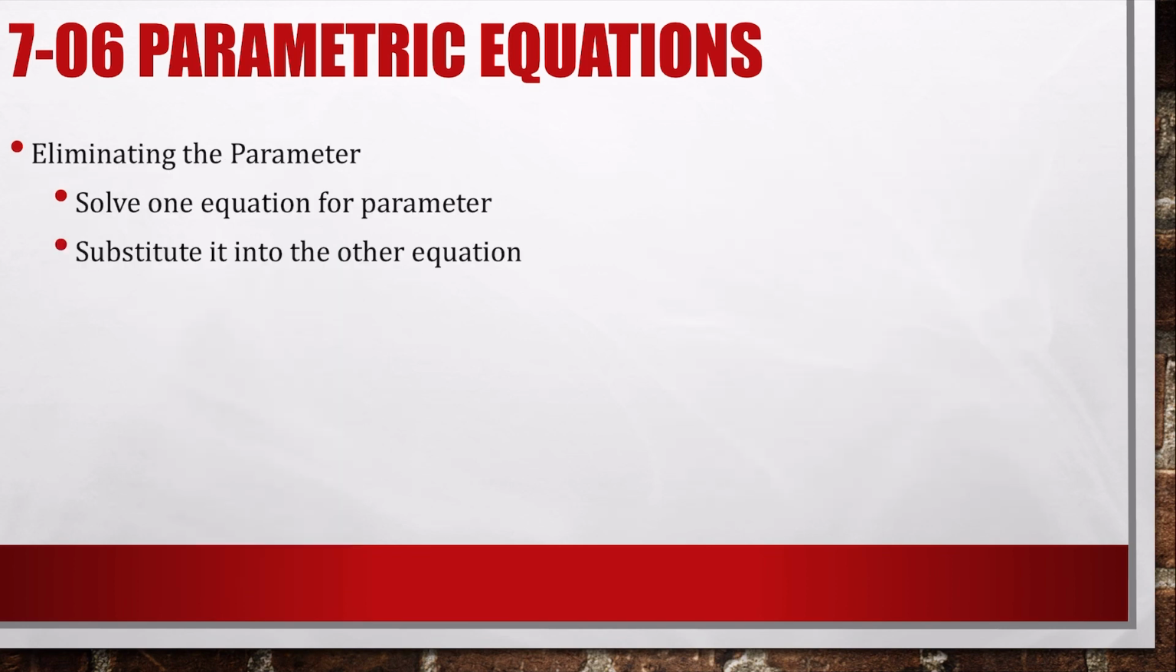Sometimes you'll want to eliminate the parameter, which means that you are going to make it just a regular function with x and y. So you do that as just substitution. So you solve one equation for the parameter and substitute it into the other equation, and the parameters will be gone.